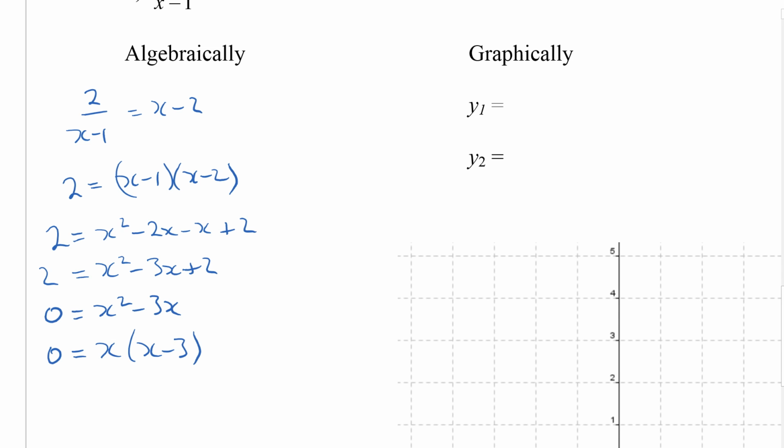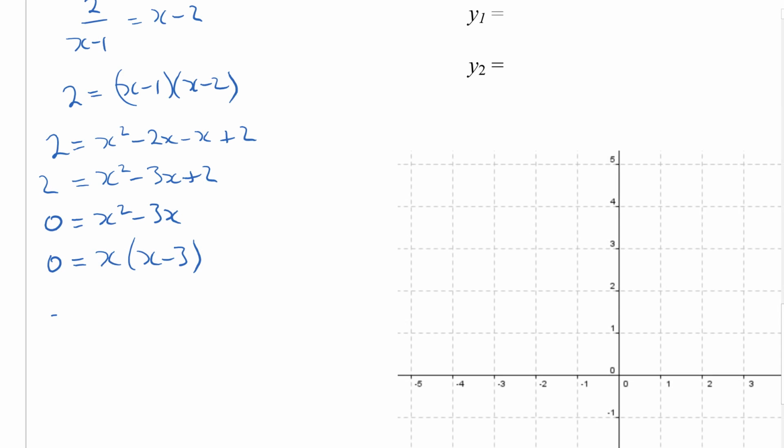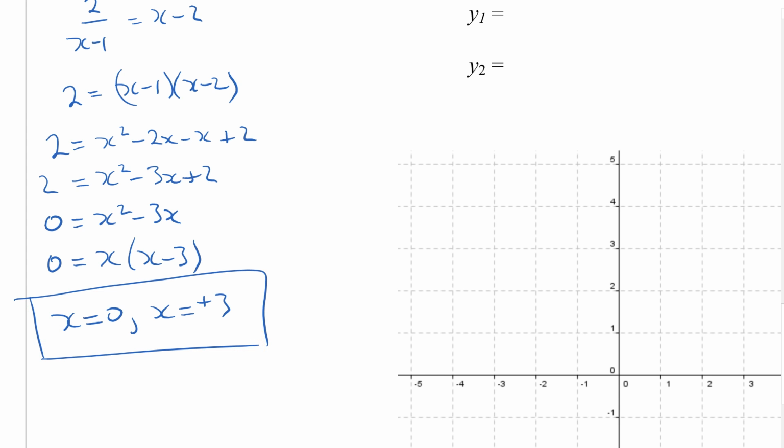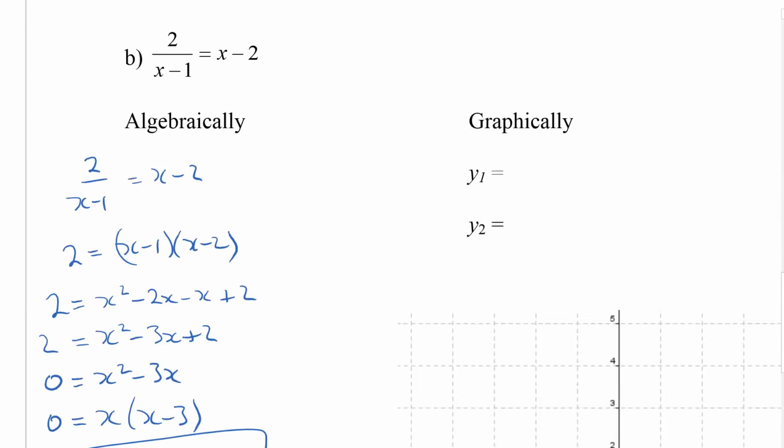And so when will x squared minus 3x be equal to 0? Well, when either x is equal to 0 or when x is equal to a positive 3. So those are my two answers. So I was solving that for x. So algebraically, x equals 0, x equals plus 3.